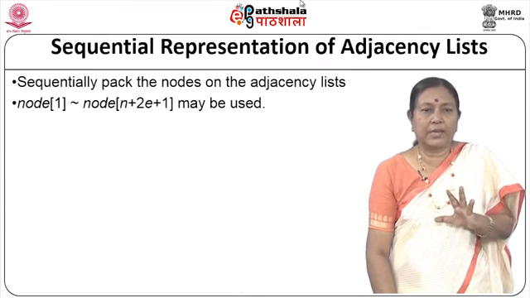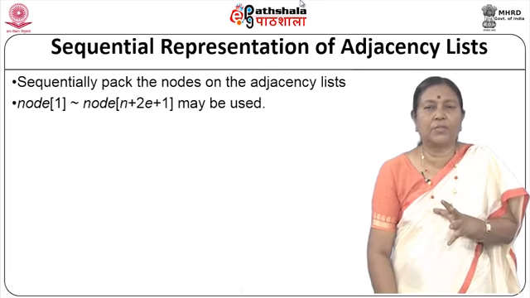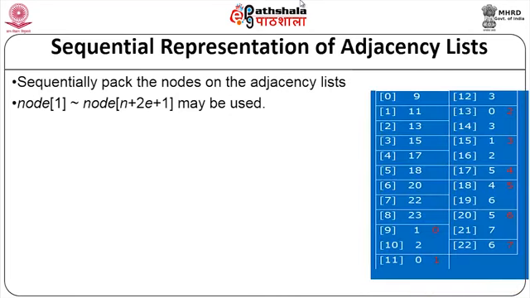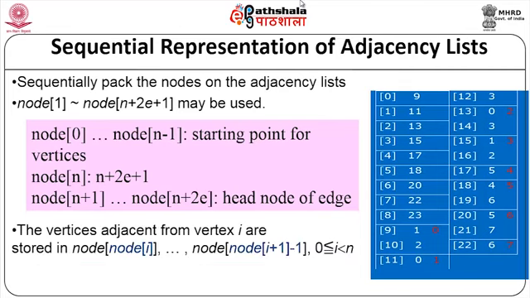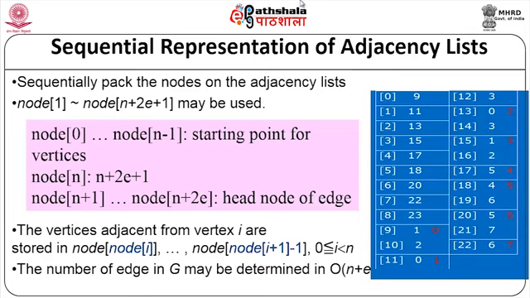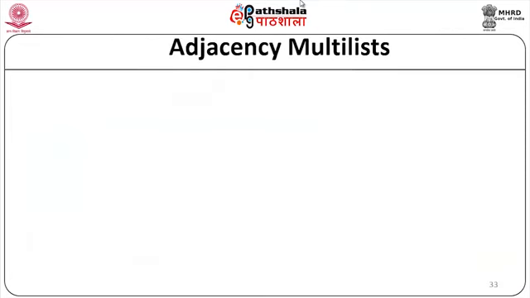So, you can have a sequential representation of adjacency list also, sequentially packing the nodes of the adjacency list. This is one way in which it is packed, and node 1 to node n plus 2e plus 1 may be used. So, node 1 to node n minus 1 gives the starting point of the vertices. Node n is equal to n plus 2e plus 1, and node n plus 1 to node n plus 2e is the head node of each edge. Vertices adjacent from vertex I are stored from ni to ni plus 1 minus 1 depending on the degree. The number of edges in G may also be determined easily. So, that is a sequential representation. Normally adjacency lists come with linked list representation.